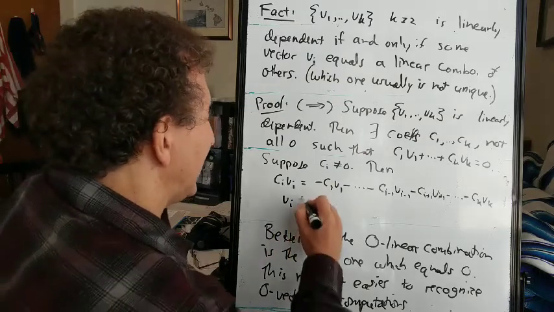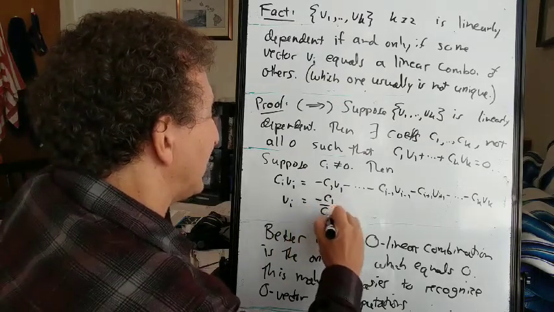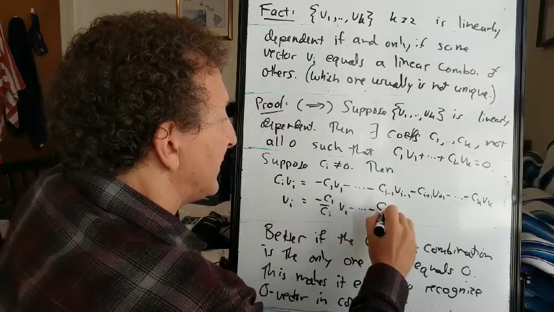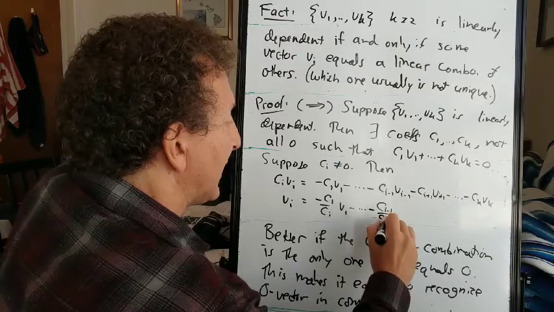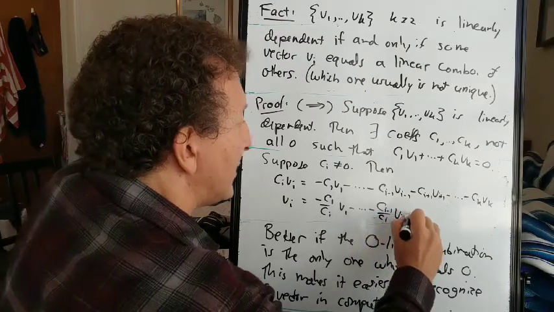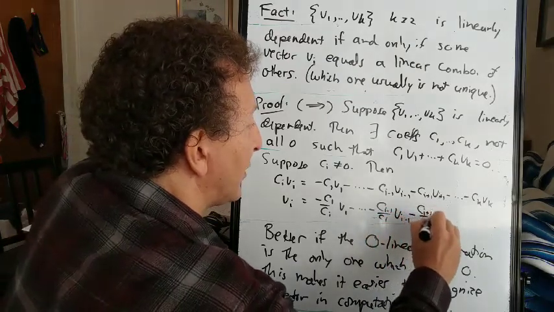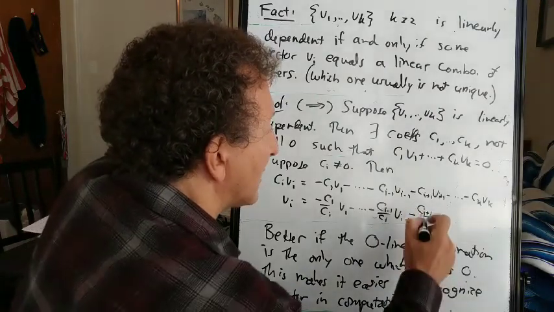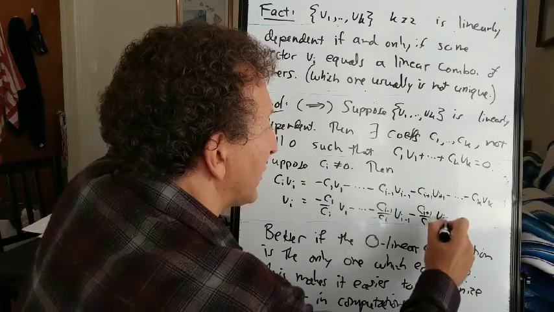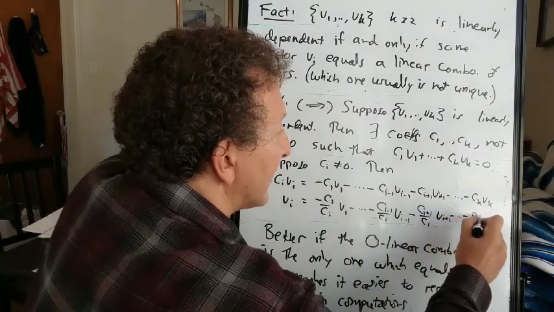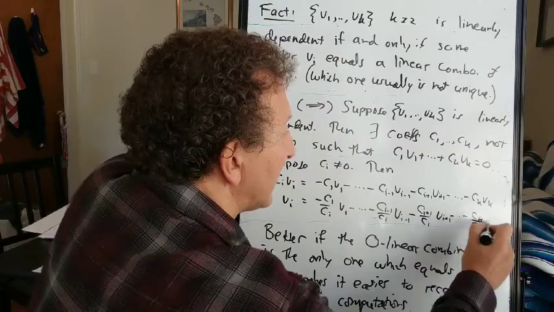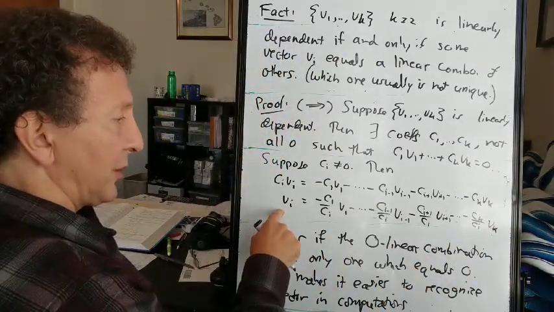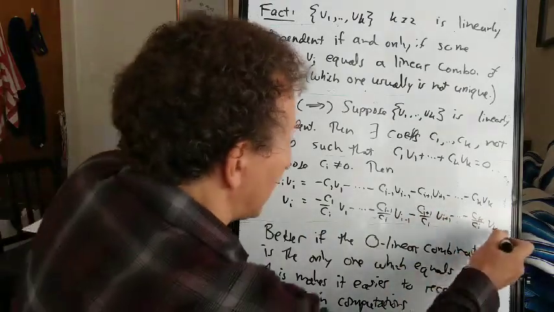So then vi equals negative c1 over ci v1, negative ci minus 1 over ci vi minus 1, negative ci plus 1 over ci vi plus 1, etc., negative ck over ci vk. So there we have it, one element expressed as a linear combination of the others.